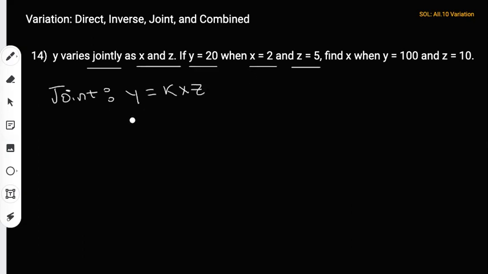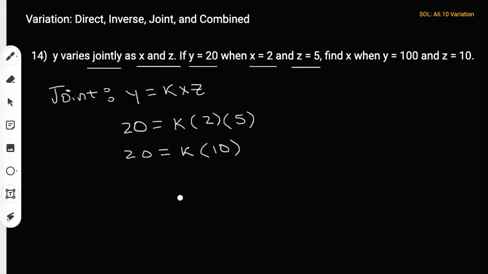I notice that it tells us y equals 20. So I'm going to let y be 20. We don't know what k is yet, so I'm going to leave k alone. Next is x. It tells us that x is 2. After that, we have z. It tells us that z is 5. So now I have 2 times 5 on this side. That's going to give me 20 equals k times 10.